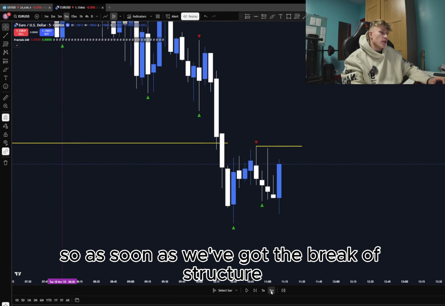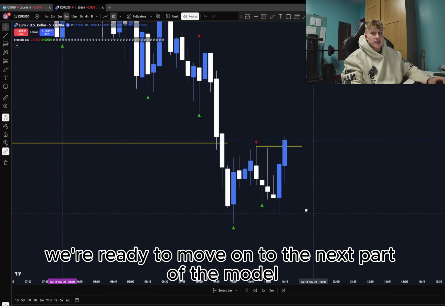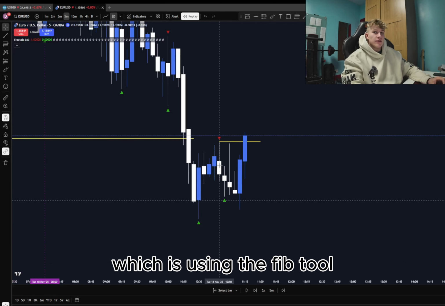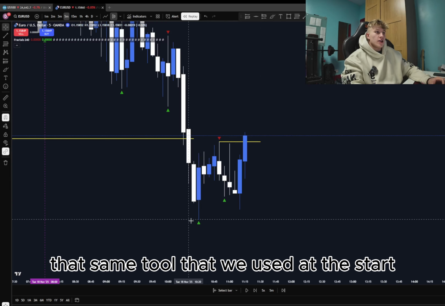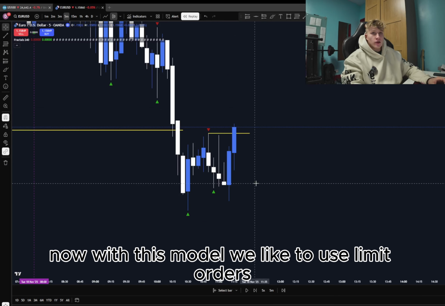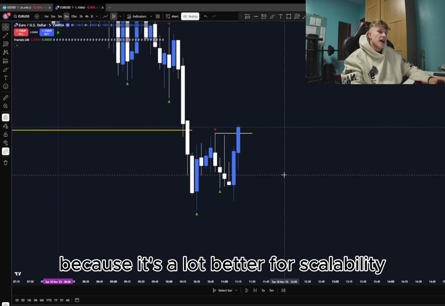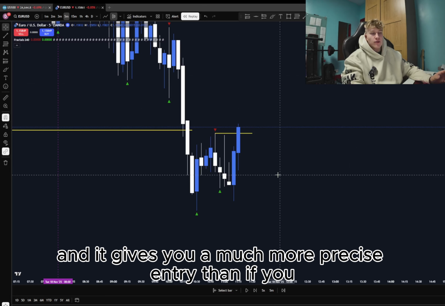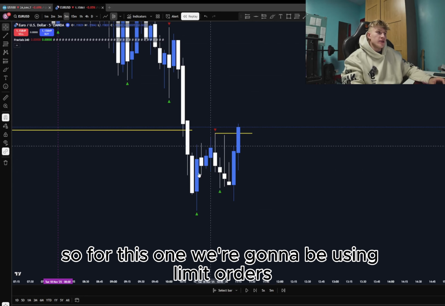So as soon as we've got the break of structure, we're ready to move on to the next part of the model, which is using the fib tool, that same tool that we used at the start, to draw out the zone where we want to set our limit order. Now with this model, we like to use limit orders because it's a lot better for scalability and it gives you a much more precise entry than if you market executed. So for this one, we're going to be using limit orders.